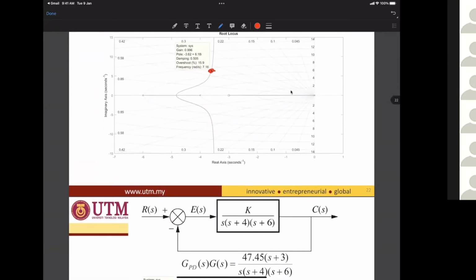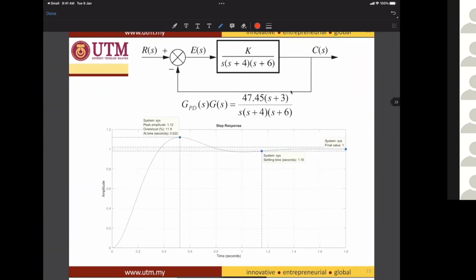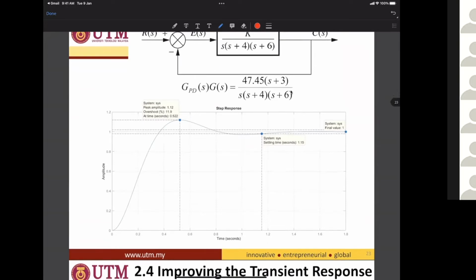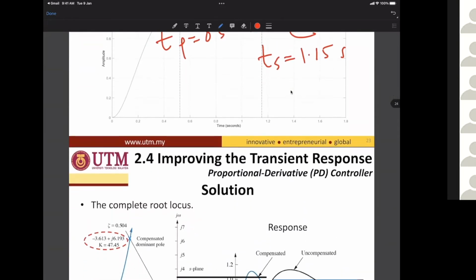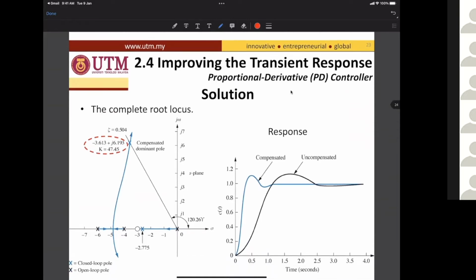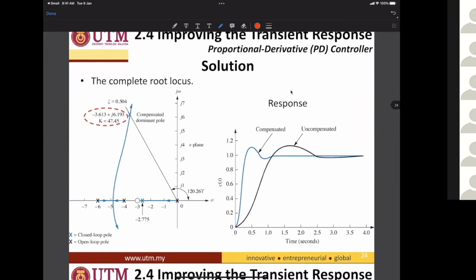Okay, then the response is shown here by taking into account the PD controller. Okay. Which is S+3. So tengok ni dia turun. Settling time dia 1.15 second. Peak time dia 0.522 second. Okay. And it become faster. Okay, this one is before PD, compensated before PD, and this one is after PD. After PD control.